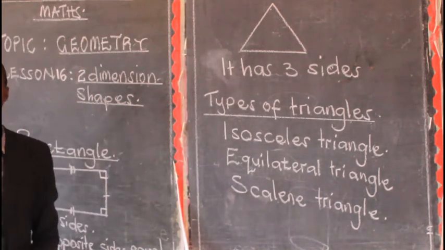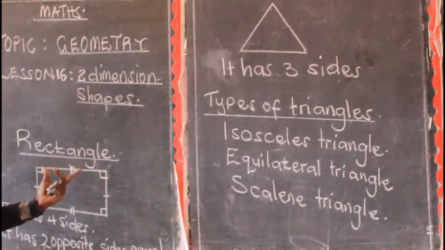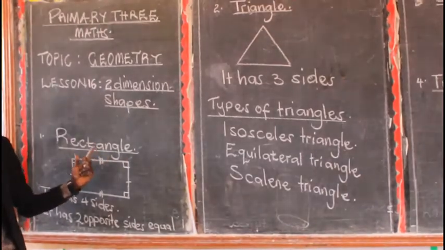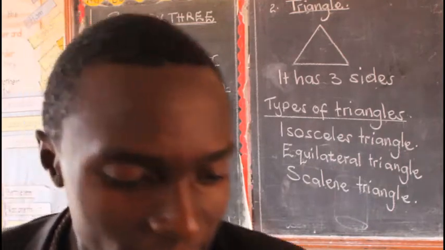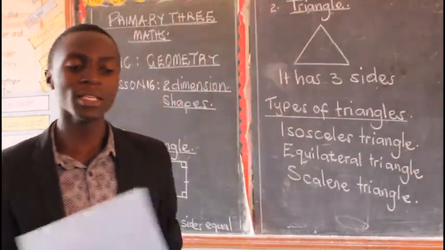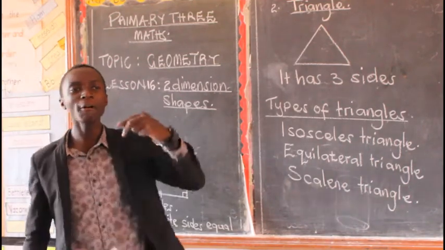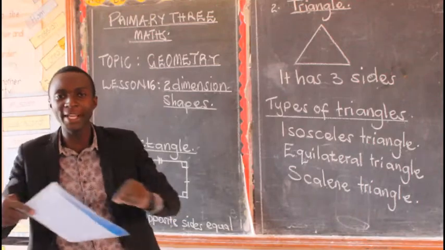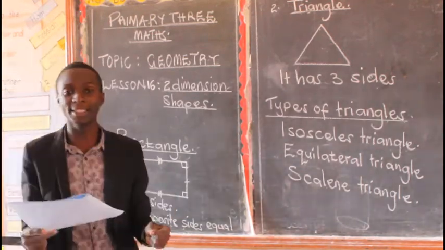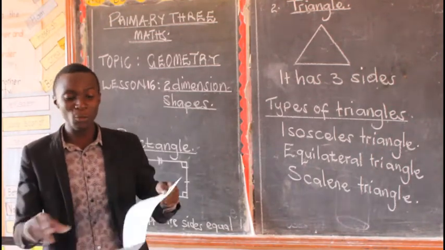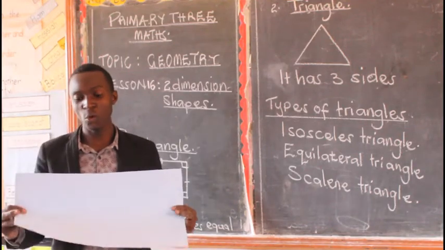Before going any further, let us first look at some of the lines of folding symmetry. A rectangle, how many lines of folding symmetry does it have? Lines of folding symmetry means that when you fold that rectangle, how many lines will you get in the middle of that shape when you fold it? When you fold that rectangle, you have to make sure that it becomes equal on either side.